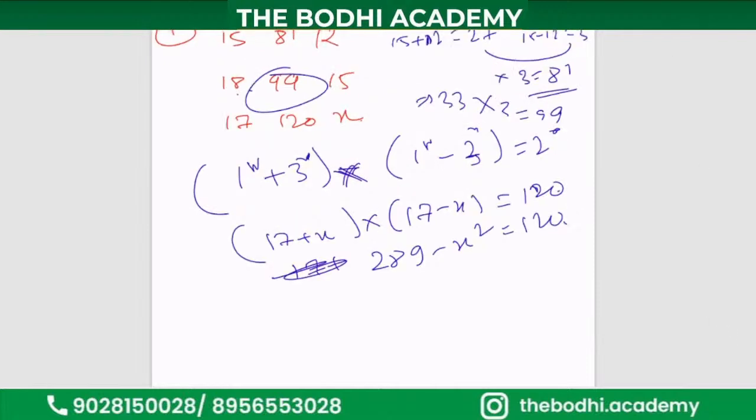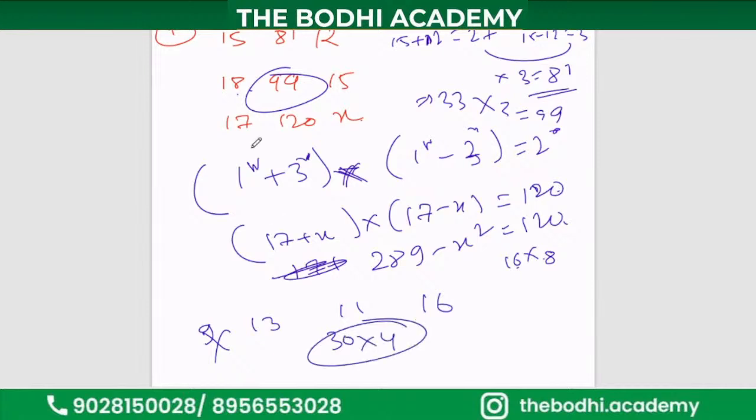Okay. So first option is 9, then 13, then 11, and then 16. Now we will replace x with 9. You have to do 17 plus 9, and then 17 minus 9 is how much? 8. So 17 plus 9 is 26, into 8. But 26 into 8 will not give 0 at the end. So this is discarded. Again, 17 plus 13 is what? 30 into 4. 30 into 4 is 120. Done. We don't have to go to these two options.